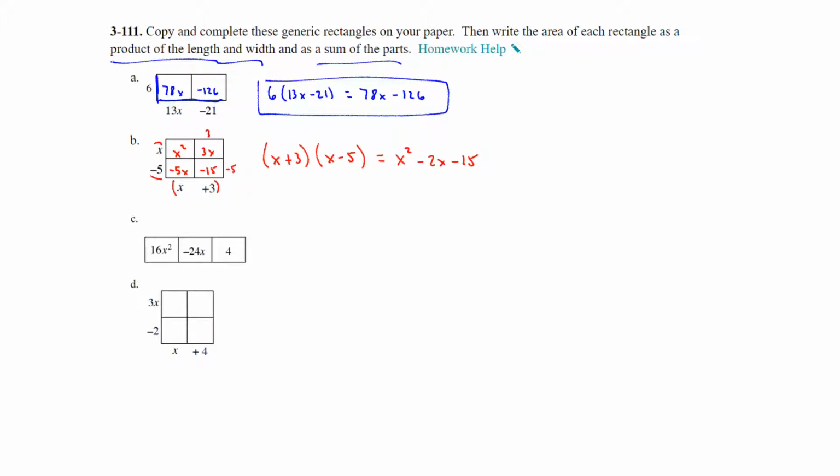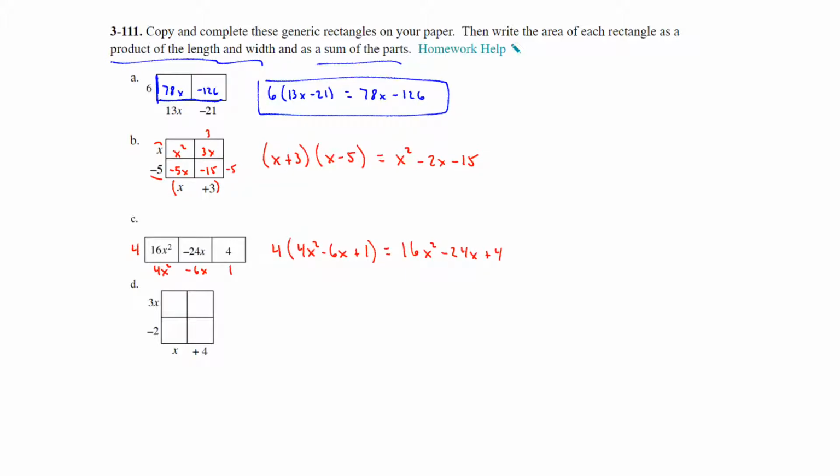On part C, we have the sum of its parts. Now we just have to figure out what those lengths are. So, what could this side length be when you're dealing with 16, 24, and 4? And all of those have a common factor of 4. So if you know that, 16 divided by 4 is 4, so that's 4x squared. Negative 24 divided by 4 is negative 6, but you do need the x because you have that x term. And then 4 divided by 4 is 1. So it looks like we have 4 times 4x squared minus 6x plus 1. And that would be equal to the sum of the parts, which is 16x squared minus 24x plus 4.